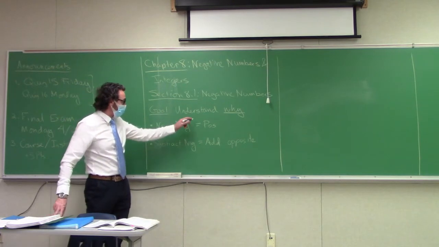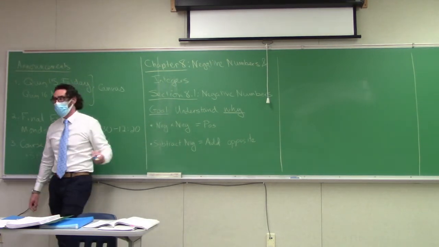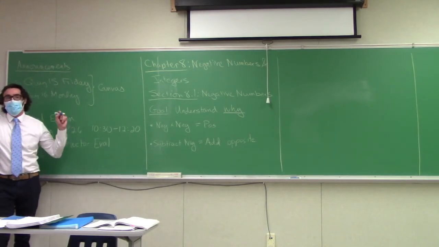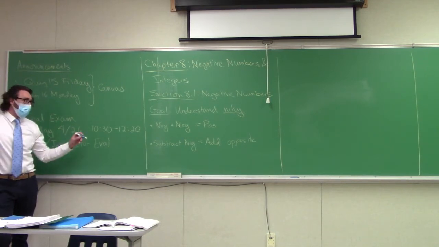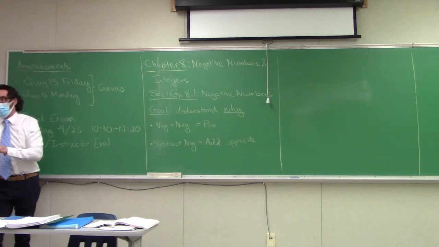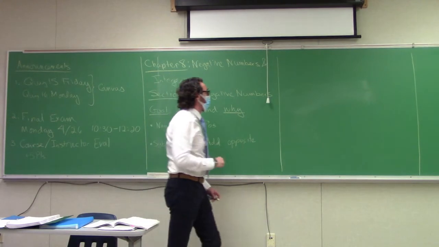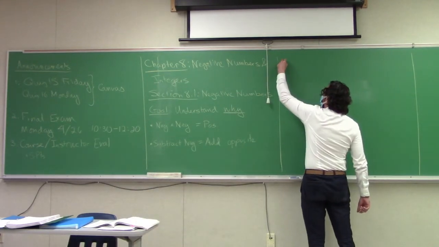Okay, so our goal is to understand why these rules about working with negative numbers are true. Why is it true that a negative times a negative has to be a positive? Why is it true that subtracting a negative would be the same as adding the opposite? Okay, so let's talk about some models that we can use for working with negative numbers.